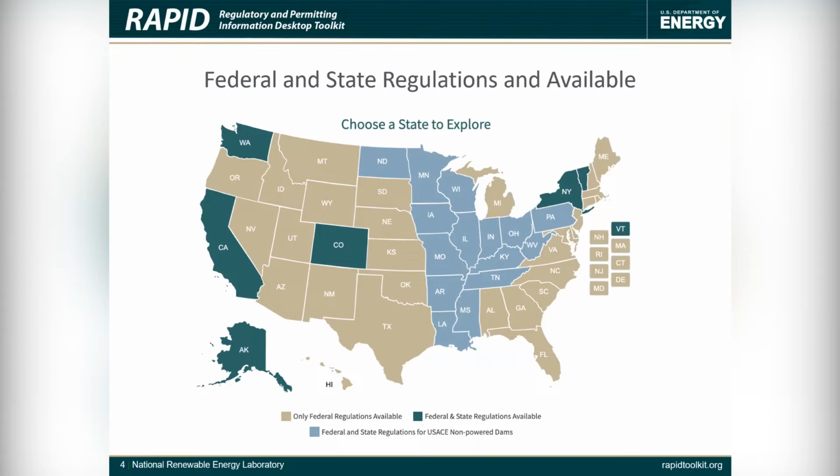For the remainder of these states that are just highlighted in gold, we do have the federal regulations. And as I'll get into a little later, there is some information at the state level that's been developed for other technologies within the Rapid Toolkit that is helpful to navigating those processes at the state level as well. Next slide.